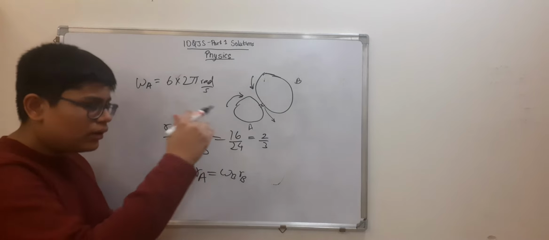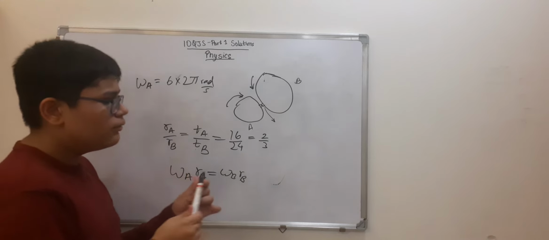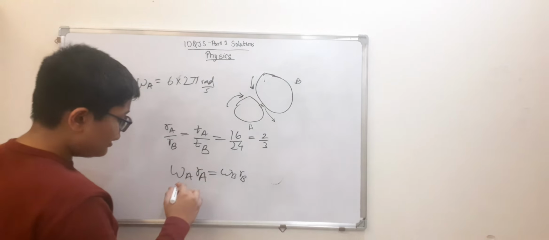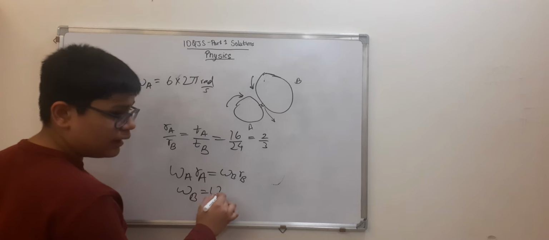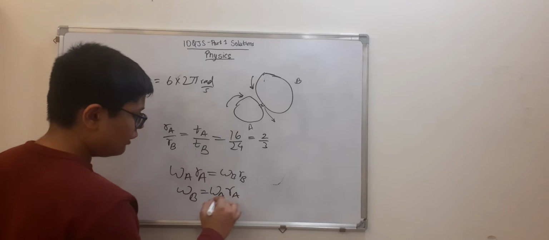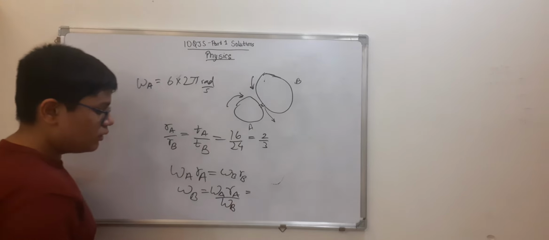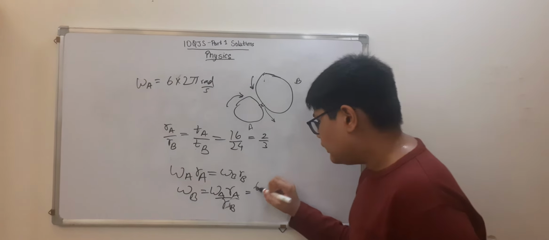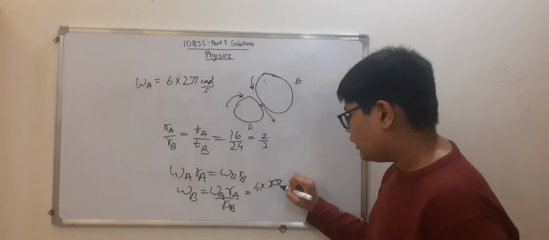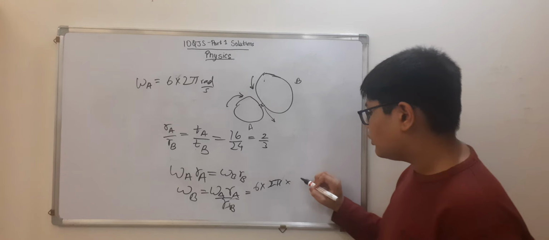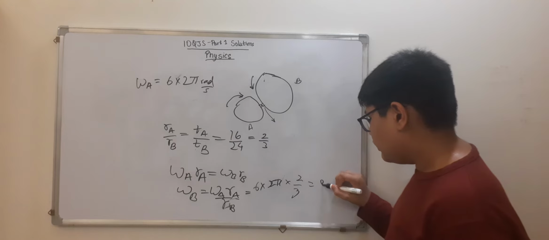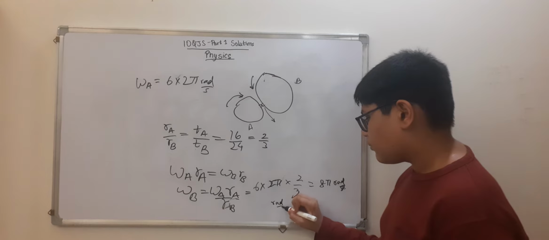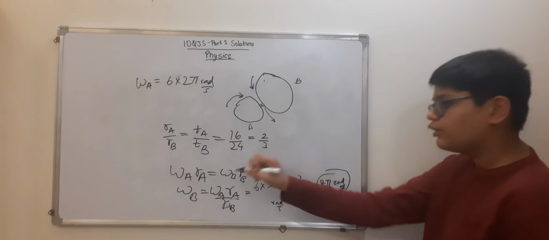Also the velocity will be omega A into RA, which will be equal to omega B into RB, because the teeth will move with the same velocity at that point. So omega B is equal to omega A into RA divided by RB, which is 6 into 2 pi into 2 upon 3, which is equal to 8 pi radians per second. So you get this as your omega for B.